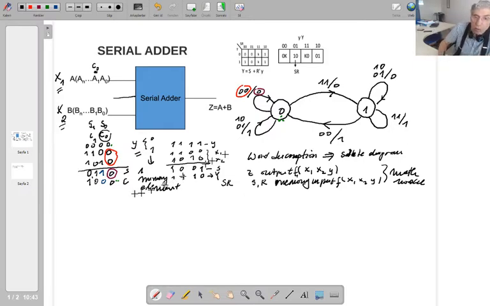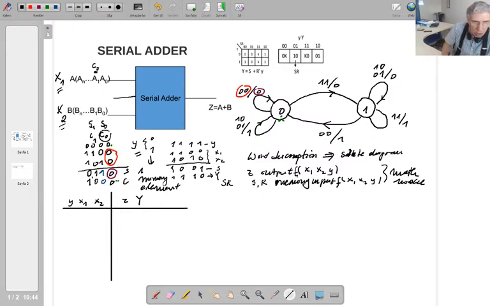Let's do this operation now. So my independent variables are x1, x2, and small y. And my output functions are the functions that I need for a mathematical model: the output function and the next state function. So this means the left-hand side here is independent variables, and the right-hand side is the dependent variables.